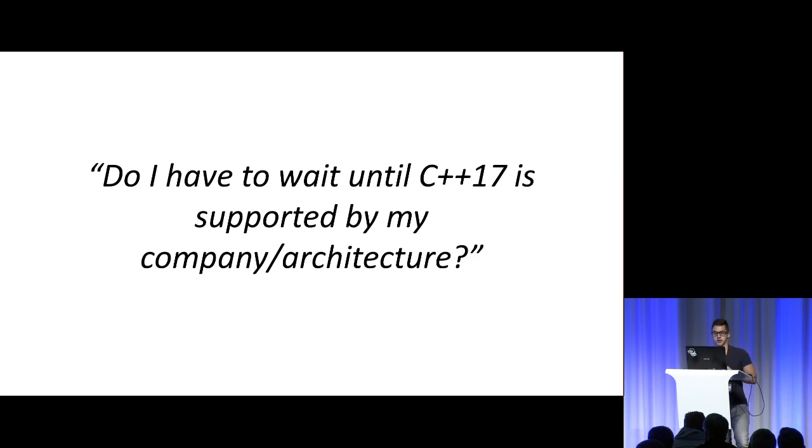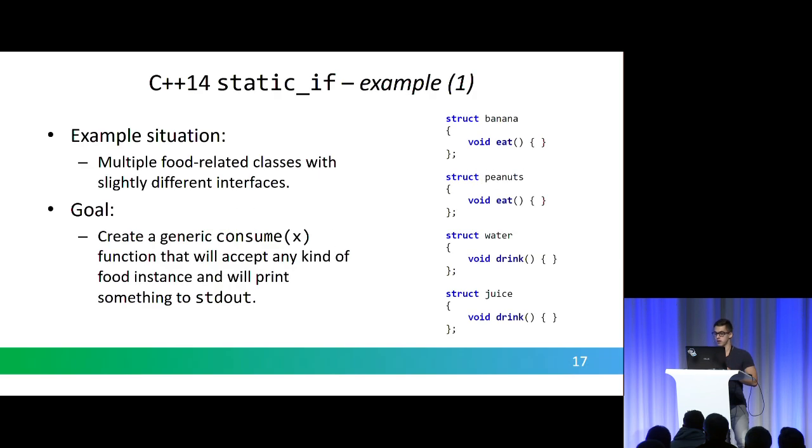The problem is that C++17 compilers are currently experimental. GCC 7 is only in trunk SVN, and Clang 4.0 is still in SVN as well. So you don't have to wait until C++17 is supported by your architecture. If you have support for C++14, you can actually implement your own C++14 static if version. That's what we're going to explore today.